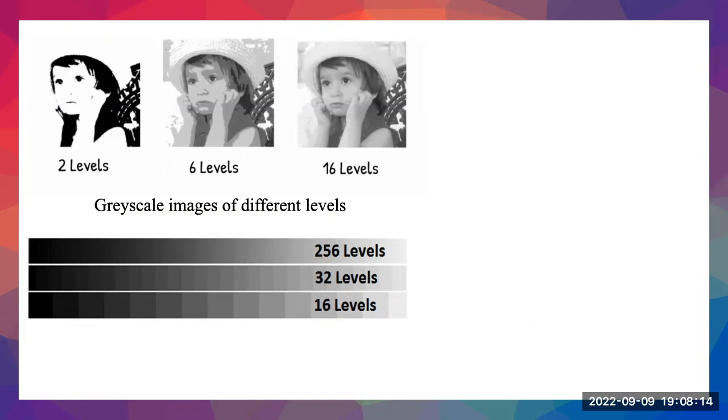This is for grayscale, right? How do you think a colored image works? I'd like some input from the audience.